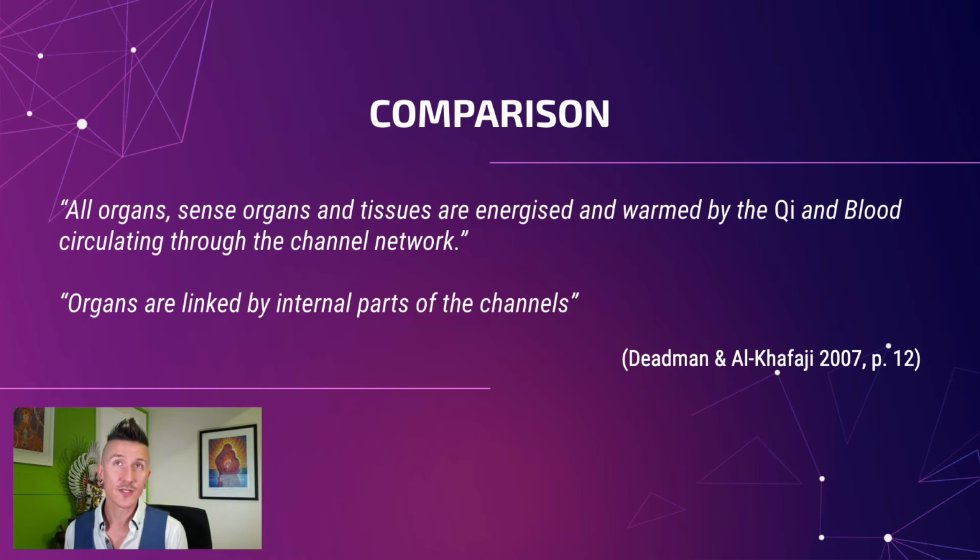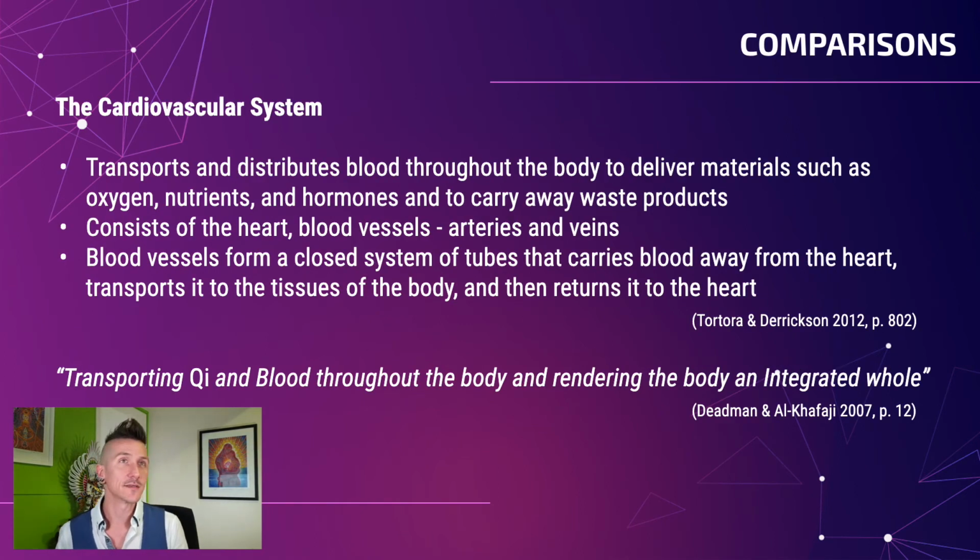Now, if we compare that to some of the functions of the channels, all organs, sense organs, and tissues are energized and warmed by the chi and blood circulating through the channel network. Organs are linked by internal parts of the channels. Sounds very similar to what part of the nervous system is doing. Now we have the cardiovascular system. It transports and distributes blood throughout the body to deliver materials such as oxygen, nutrients, and hormones, and to carry away waste products.